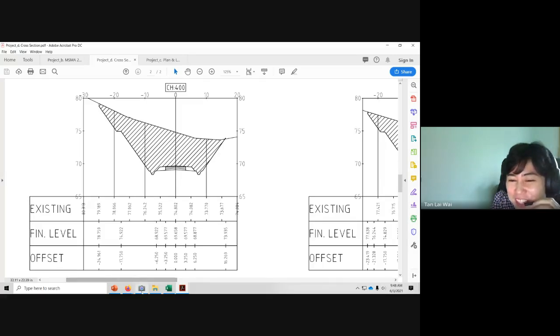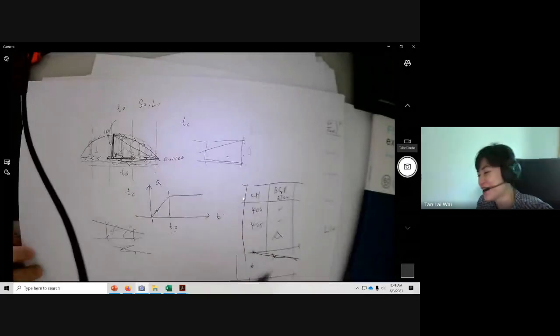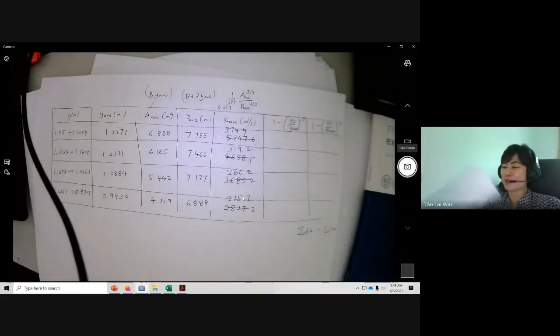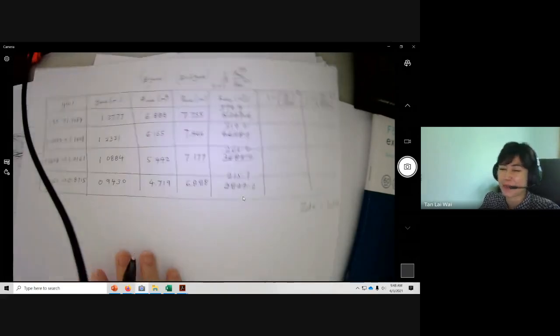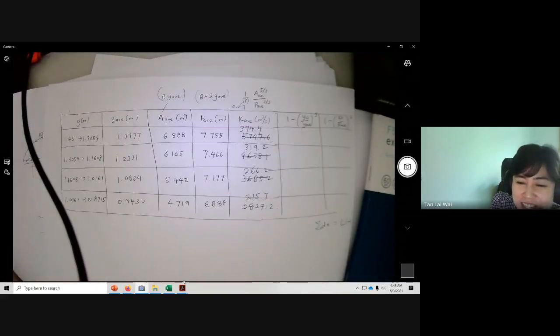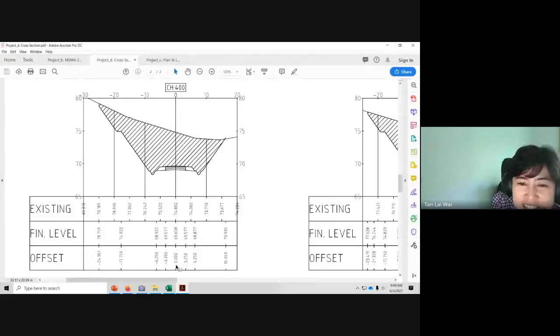Ingat tak formula ni? Sekejap. Sebenarnya slope cutting tu you dah tahu kot slope-nya berapa. You boleh ambil slope dia lah. Kalau saya tengok balik kat sini, ini slope dia berapa? 1/berapa ni slope dia?